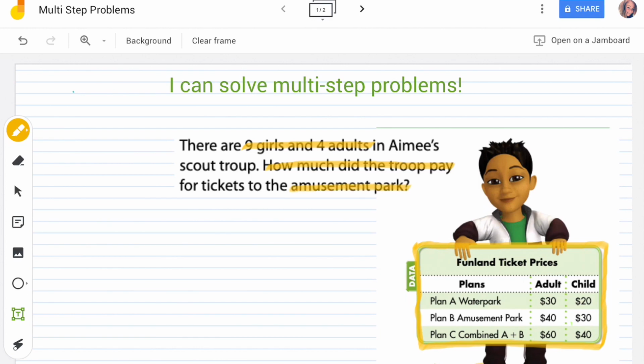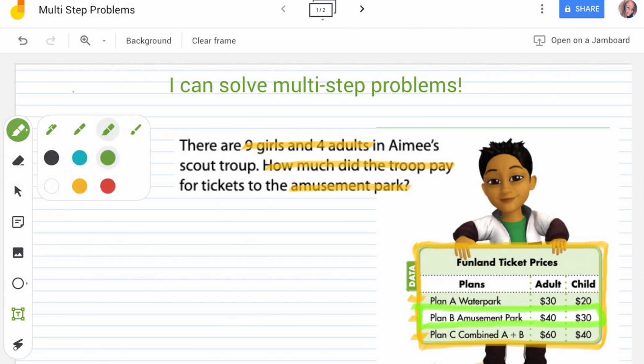Now that brings me back to our data table. If you look at the data table, there are 3 different plans. Now, according to our problem, which plan are we going to use for our calculations? That's right. Plan B, the amusement park, and that's right in the middle. So let's start working this problem out.